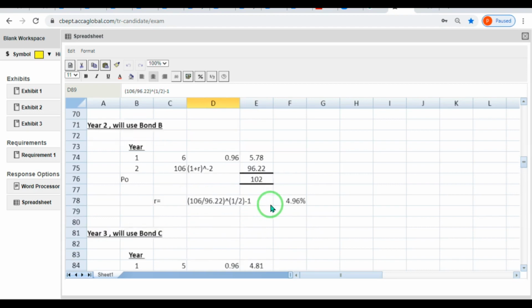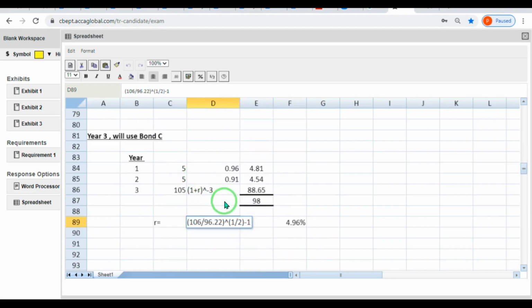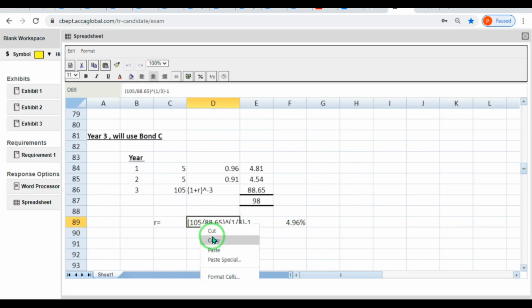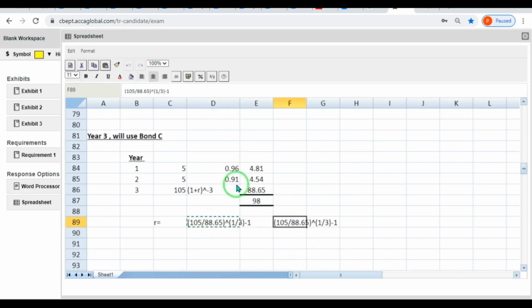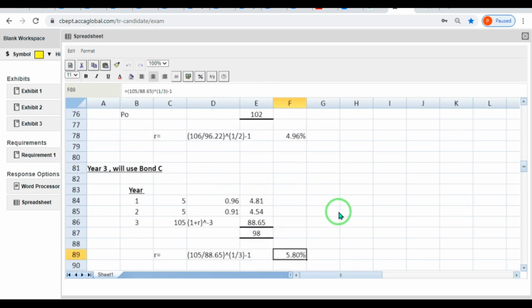Sorry, this will be the highest value here, 105, right? 105 divided by 88.65, to the power of 1 over 3, minus 1. How much is that figure? So we're going to enter that here, and there you go. This is going to be 5.8%. Okay, so this is the government bond annually.